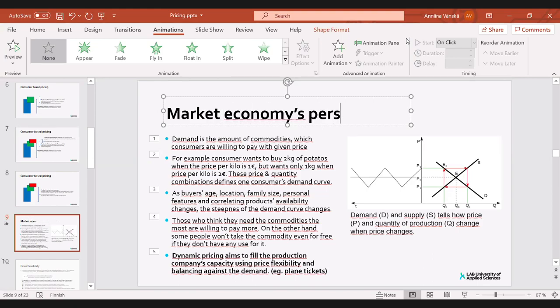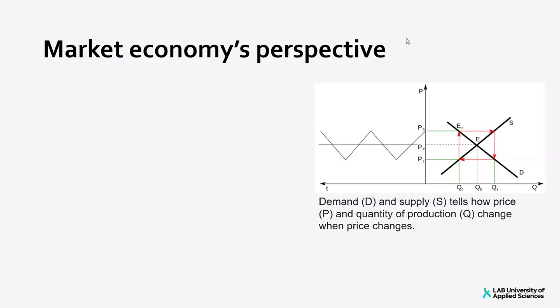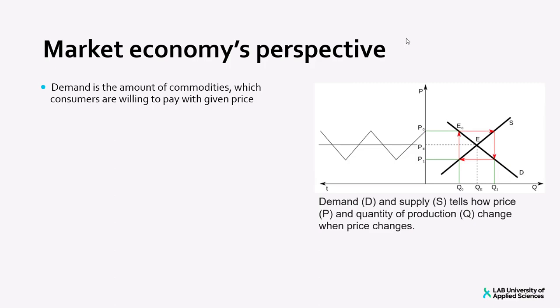Market economist perspective. If we look at this whole thing, we were first looking at the production company's perspective, then the consumer perspective, and now if we go back to market economy, we still talk about demand and supply. Here we have a curve, a graph, telling us how the price, which is here the P, is impacted and changes when the demand and supply are changing.